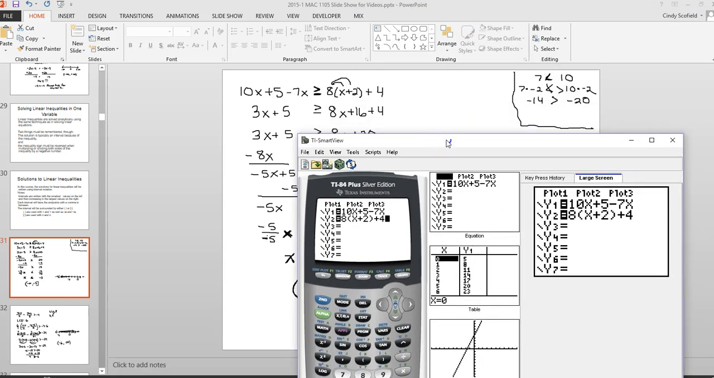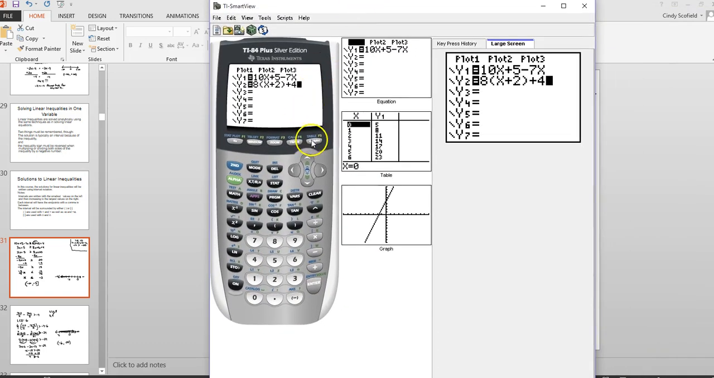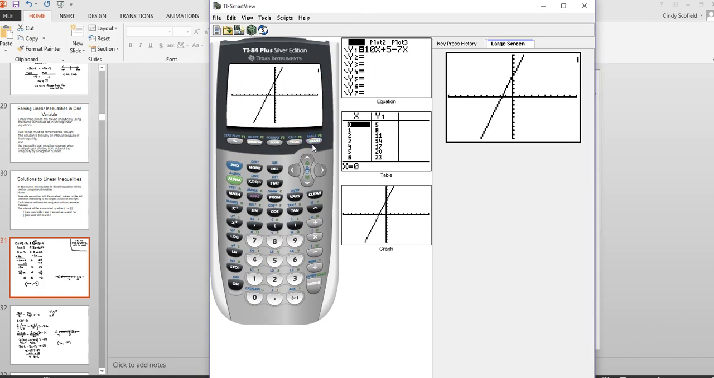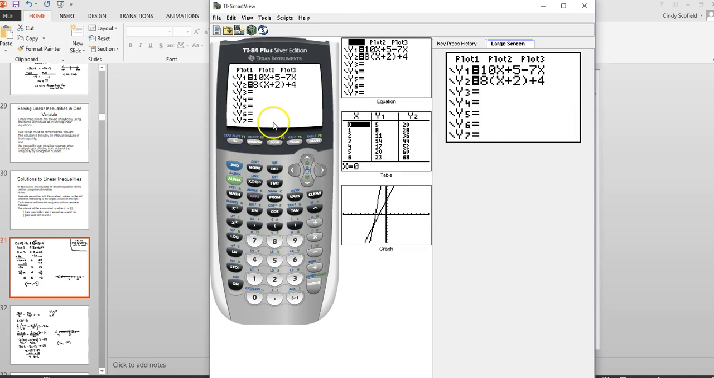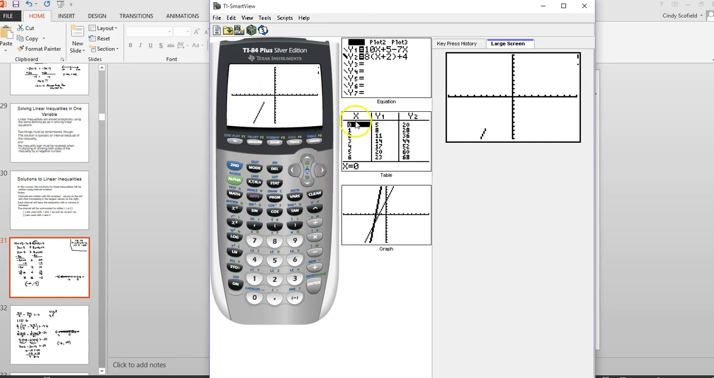Did I do it right? 8 parentheses? Yeah. Okay, so we hit graph, and we're going to see two lines that intersect each other. Now, I am going to quickly lose track of which line is which, so I'm going to go down and make the second line thicker, because that'll help me visually to remember, oh, okay, that's y2. All right, so the thinner one's y1, thicker one's y2.